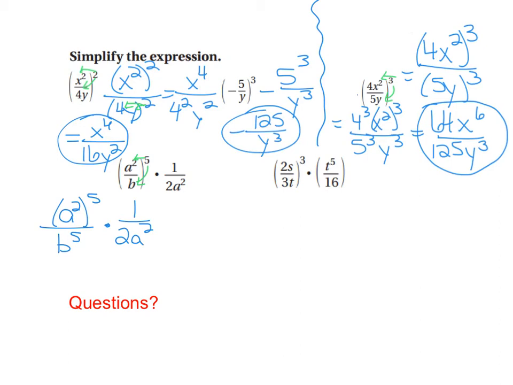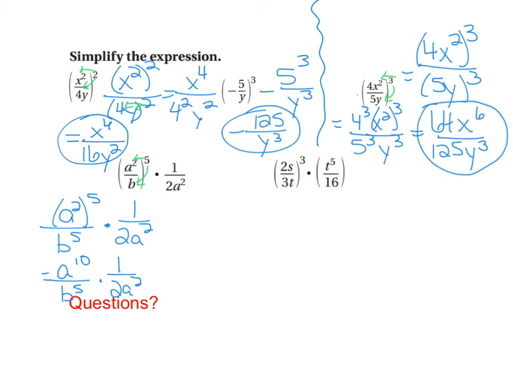Okay? Then a squared to the 5th power. Got a power to a power, so I multiply. And I get a to the 10th over b to the 5th. And I've still got this 1 over 2a squared. Now, what's going on right here? This is dividing, right? So I'm subtracting the exponents.